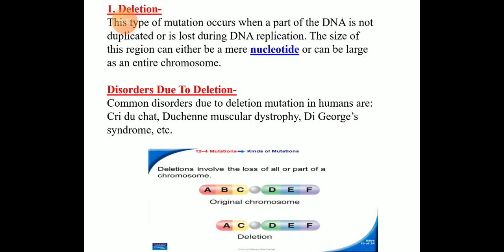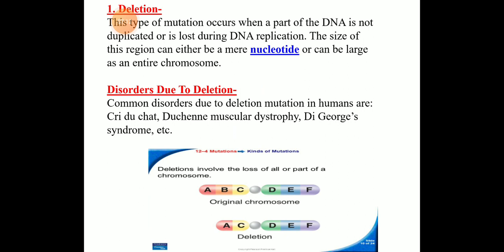In this diagram we see the original chromosome A, B, C, D, E, F. Here B is deleted. A, C, D, E, F is present, but B is deleted here.